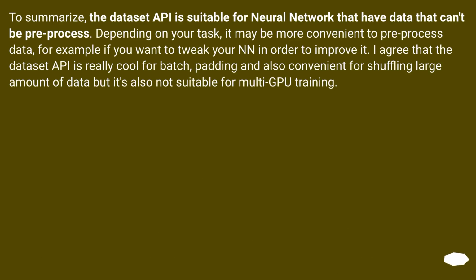To summarize, the dataset API is suitable for neural network that have data that can't be pre-processed. Depending on your task, it may be more convenient to pre-process data, for example if you want to tweak your NN in order to improve it. I agree that the dataset API is really cool for batch, padding and also convenient for shuffling large amount of data, but it's also not suitable for multi-GPU training.